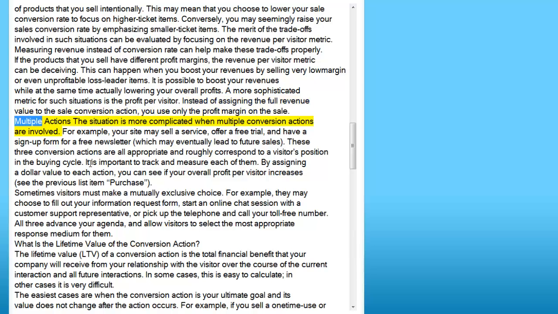Multiple actions: the situation is more complicated when multiple conversion actions are involved. For example, your site may sell a service, offer a free trial, and have a sign-up form for a free newsletter, which may eventually lead to future sales. These three conversion actions are all appropriate and roughly correspond to a visitor's position in the buying cycle. It is important to track and measure each of them. By assigning a dollar value to each action, you can see if your overall profit per visitor increases. See the previous list item purchase.